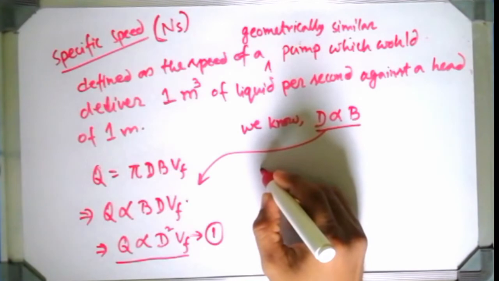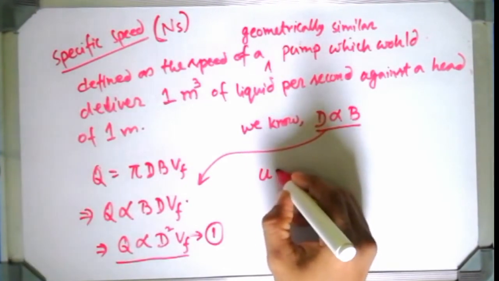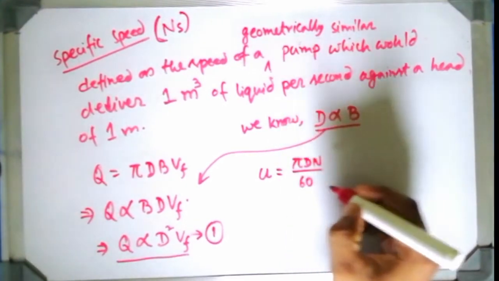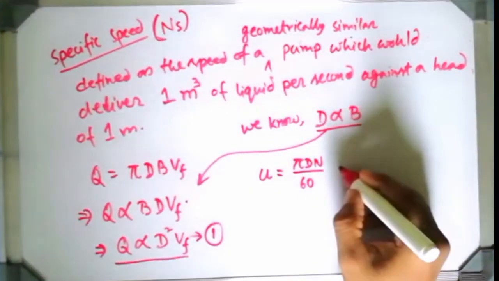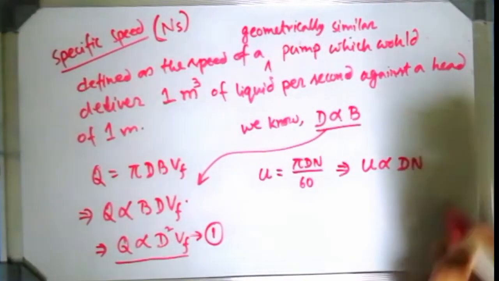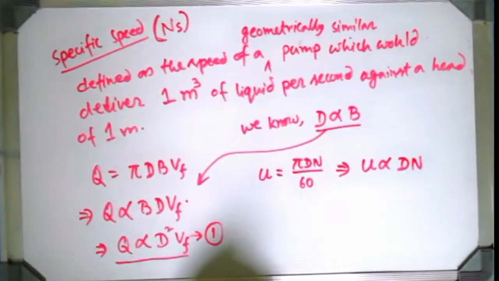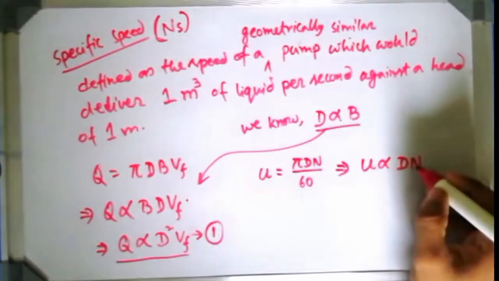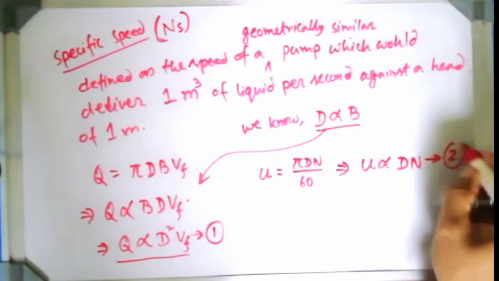Again we know the tangential velocity U can be written by pi DN by 60, isn't it? Now in the same fashion I can write U is directly proportional to D into N. Easily it can be written, isn't it? Yes. Very good. Now see, name this equation number 2.